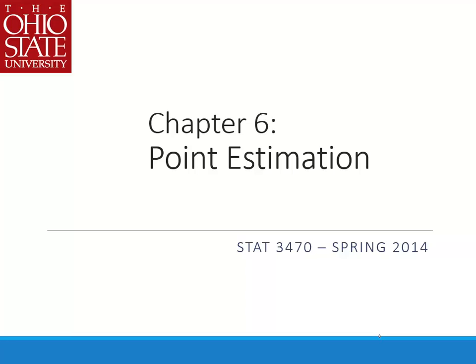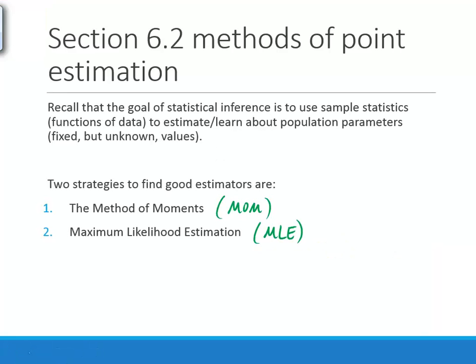Remember, in Chapter 6, we're talking about point estimation. We're getting started with this idea of statistical inference, which, unlike what we've done before, uses data that we collect, or think about collecting, and uses that information to draw inference or make a conclusion about something that we don't know. So we're trying to estimate a population parameter.